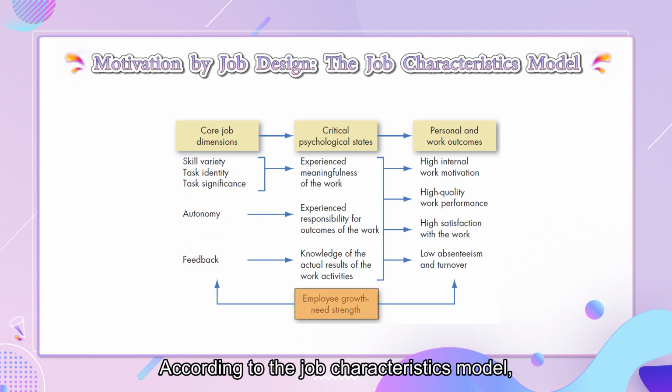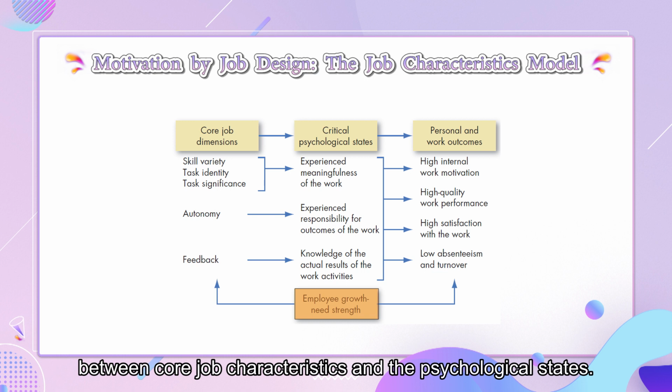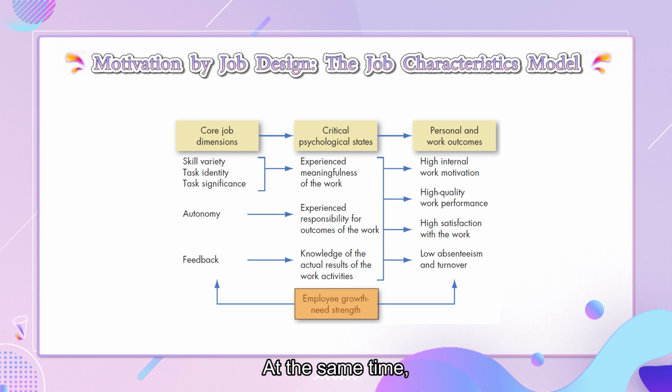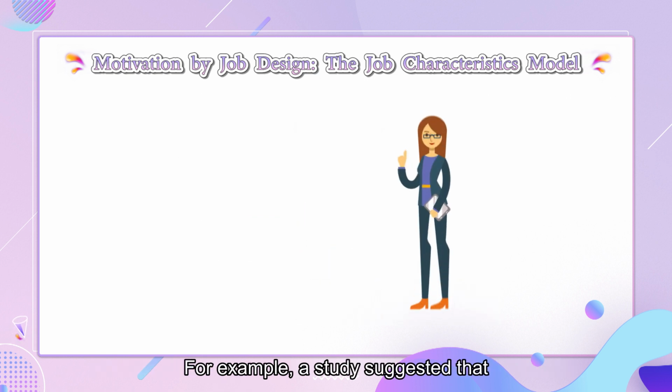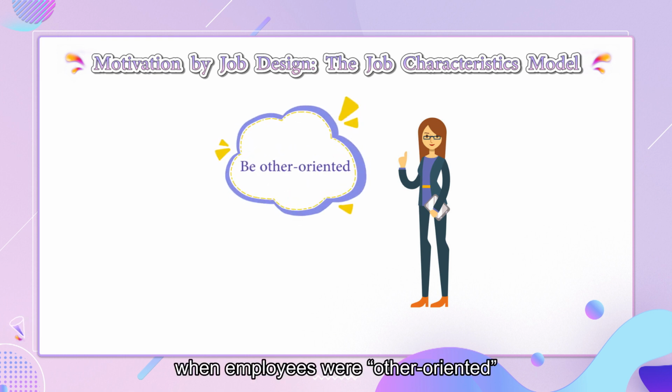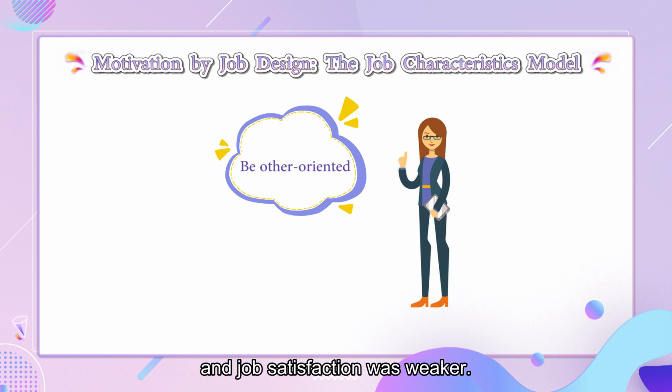According to the job characteristics model, growth need strength, that is GNS, moderates the relationship between core job characteristics and the psychological states. At the same time, it also moderates the relationship between the psychological states and the possible results. For example, a study suggested that when employees were other-oriented, concerned with the welfare of others at work, the relationship between intrinsic job characteristics and job satisfaction was weaker.